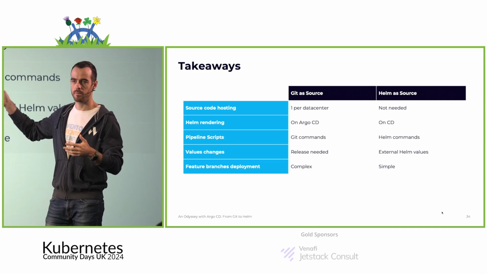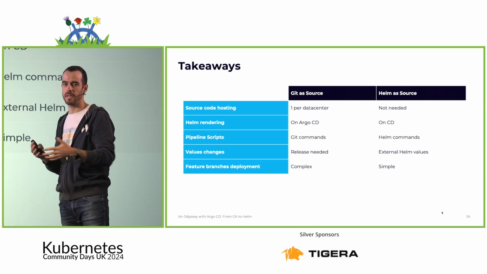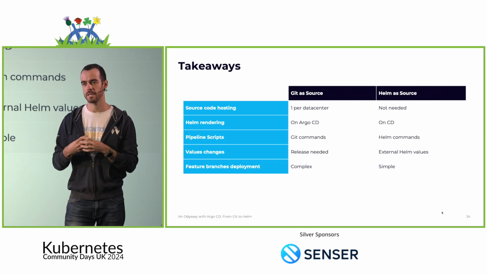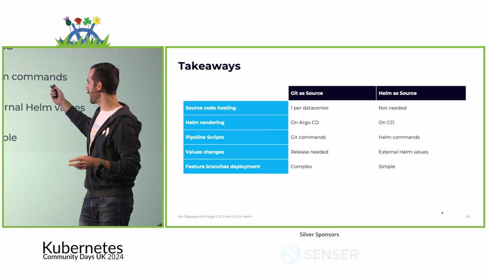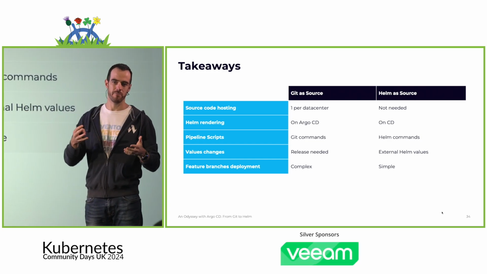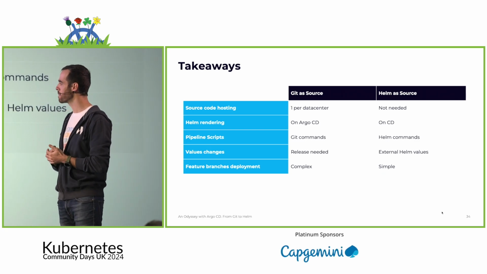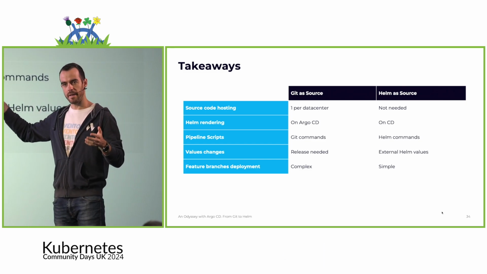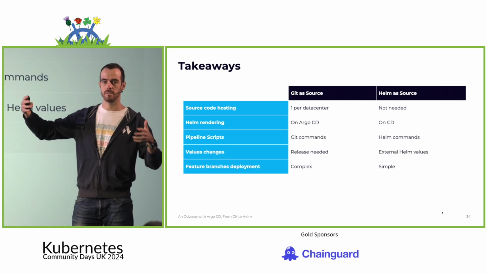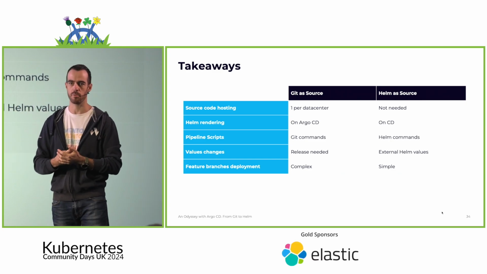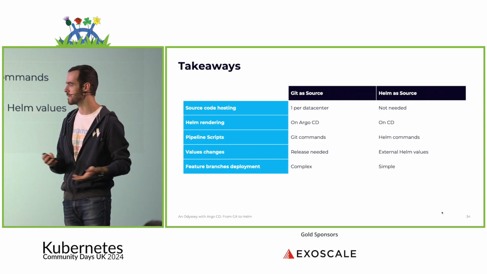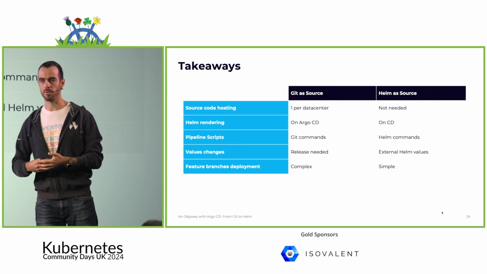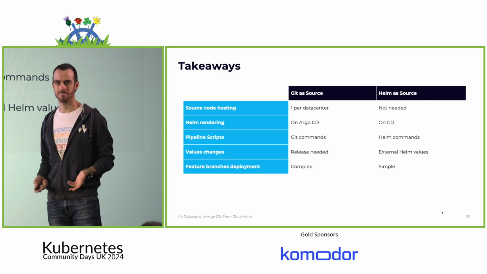Our pipeline scripts were first based on Git commands, and over time they started looking more and more complex. Whereas now we have Helm commands that are, for us at least, just simpler. Now that we introduced that external Helm value repo, operational changes like scaling our deployment are way quicker. And introducing new features like branch deployments is, again, simpler.